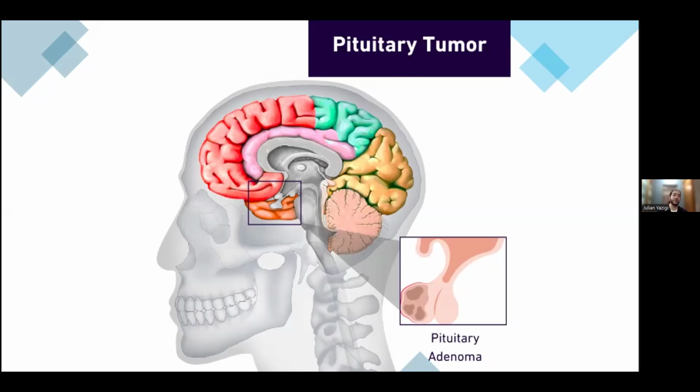Clinically, the presentation depends on whether the tumor is functioning or non-functioning. In functioning adenomas, patients present with syndromes of hormone excess. The most common is prolactinoma, where excess prolactin suppresses GnRH, leading to hypogonadism, infertility, and galactorrhea.